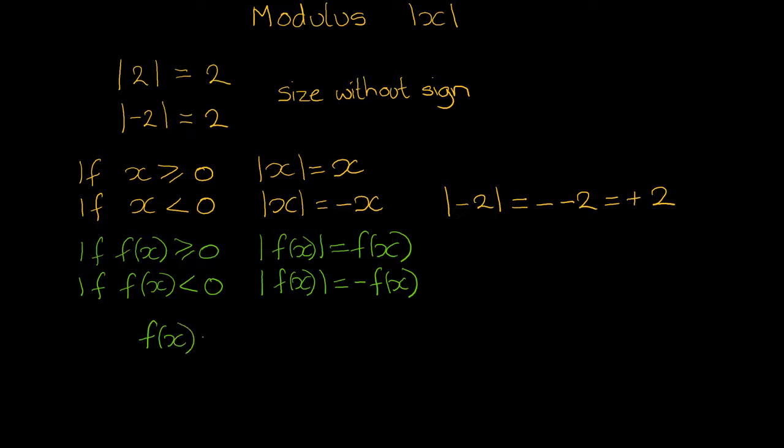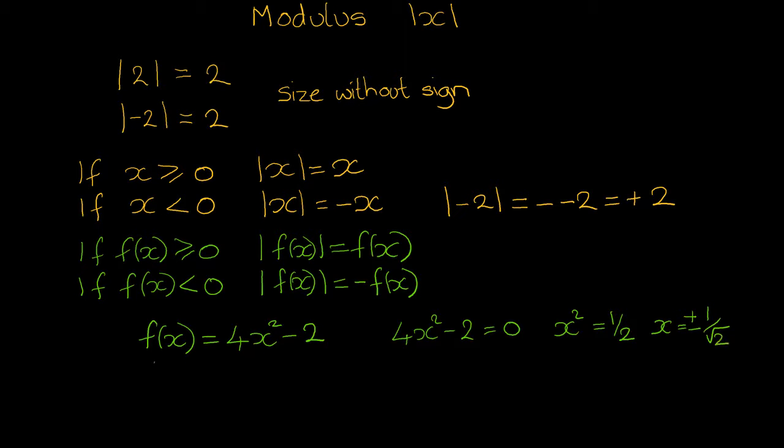So let's say that f of x was 4x squared minus 2. We need to know when that function is positive and when it's negative, so we need to solve it. So we've got 4x squared minus 2 equals 0. That leads to x squared equals a half, and x is either plus or minus 1 over root 2. These are the points where it crosses the x-axis, so that is the point at which it turns from being positive to negative.